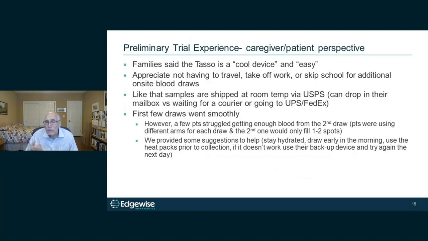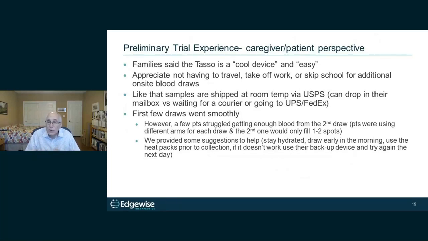After it's taken off, it's put in an envelope and shipped back to our clinical site in normal postal service. We don't need to have it stored on dry ice or wet ice. It doesn't have to be shipped by an expedited courier like UPS or FedEx. And the patients really liked being able to just ship by a postal service.